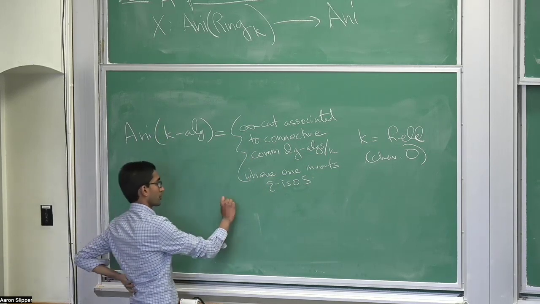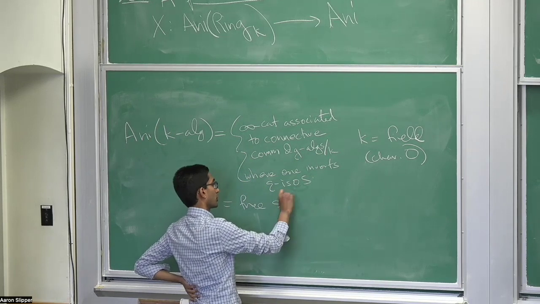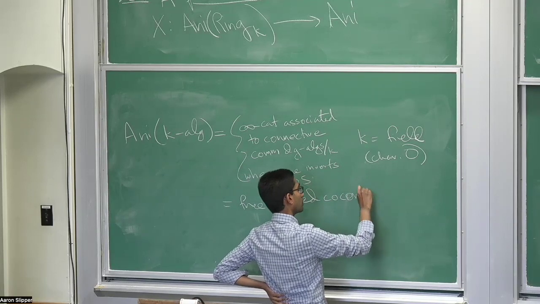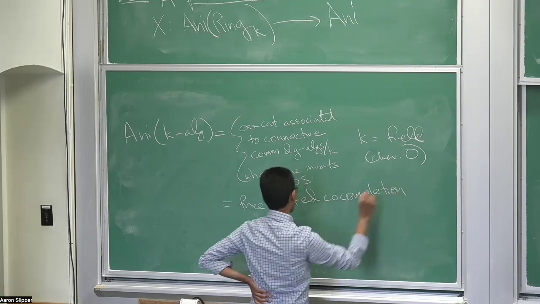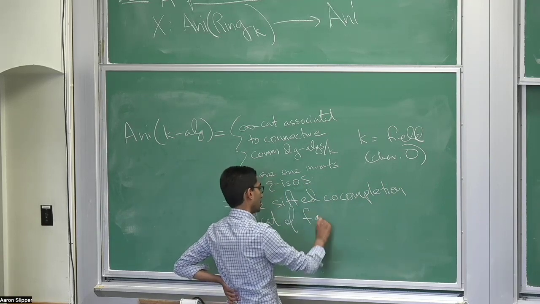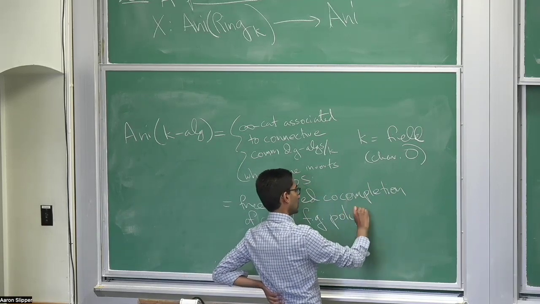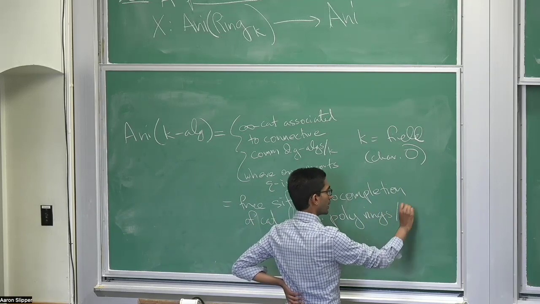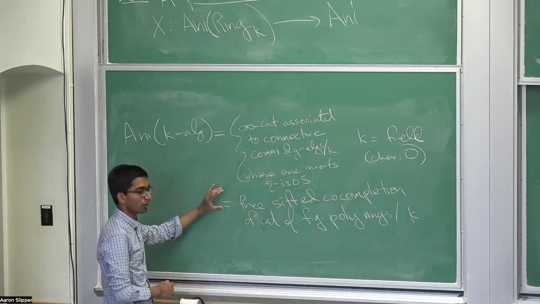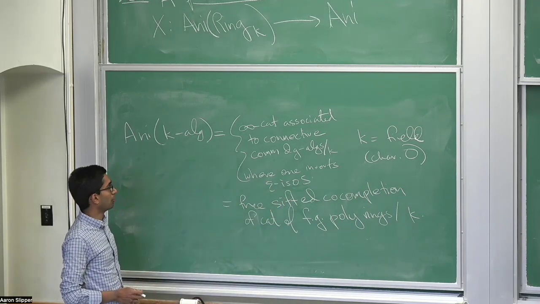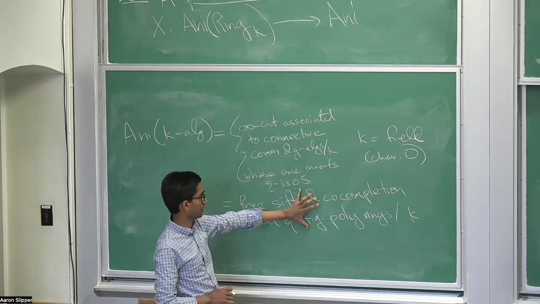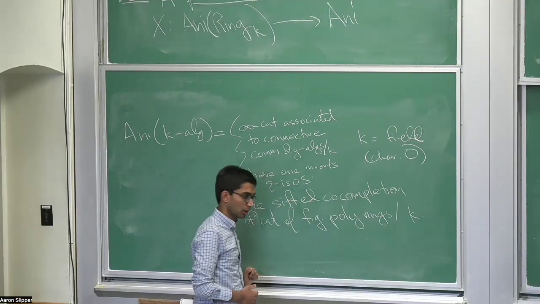One can also describe this more intrinsically: it is the free sifted cocompletion of the category of finitely generated polynomial rings over K, and I guess this sifted cocompletion is where the animation terminology comes from. If K is a field of positive characteristic, then you probably don't want to consider this, but this is still a relevant definition.